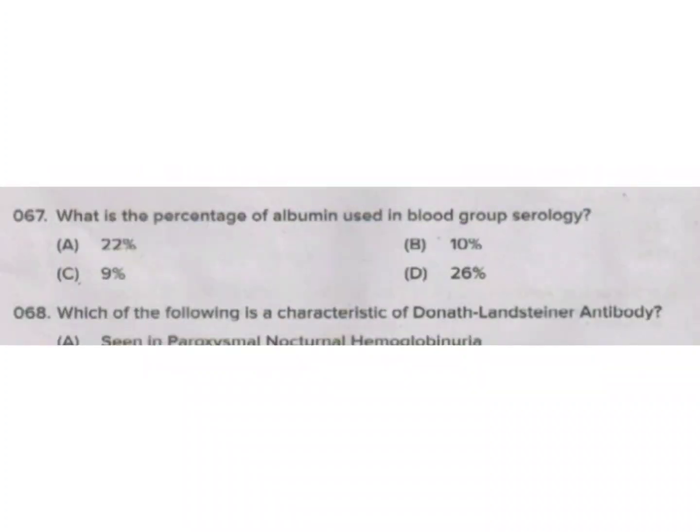Next question. What is the percentage of albumin used in blood group serology? Four options are there. Option A, 22%. Option B, 10%. Option C, 9%. And option D, 26%. The answer is option A, 22%. 22% bovine albumin is used in blood group serology.